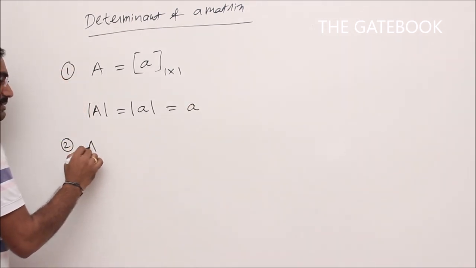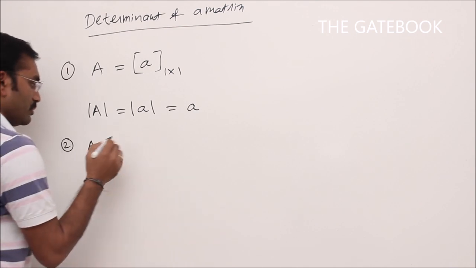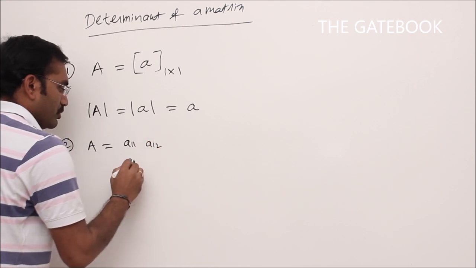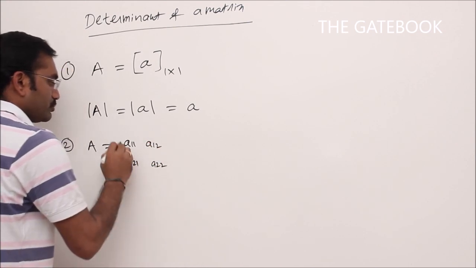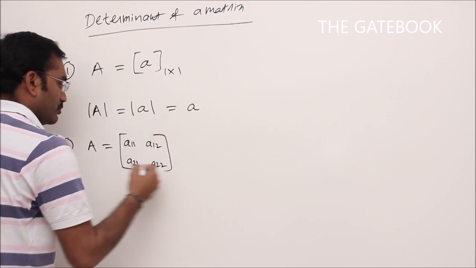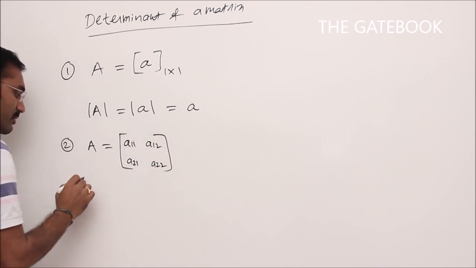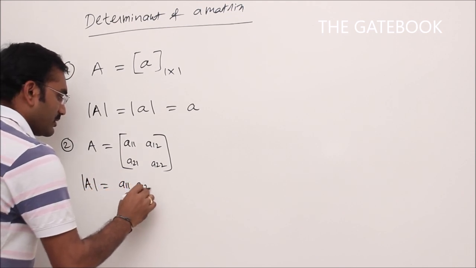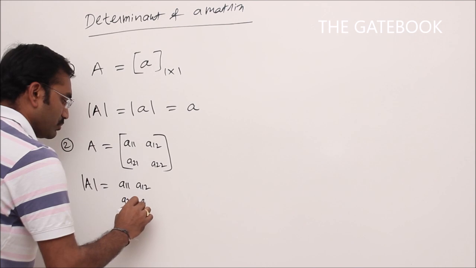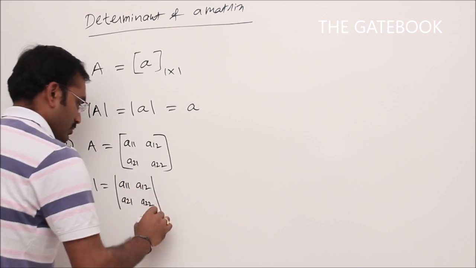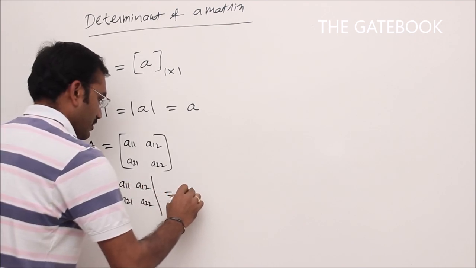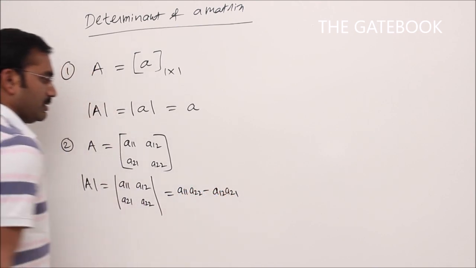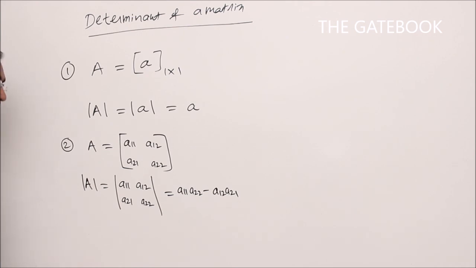Suppose A is a matrix of order 2 by 2, with elements A11, A12, A21, A22. Now the determinant of A, that is det A, is given like this: A11, A12, A21, A22, which is equal to A11 A22 minus A12 A21. That is for the elements of a 2 by 2 matrix.